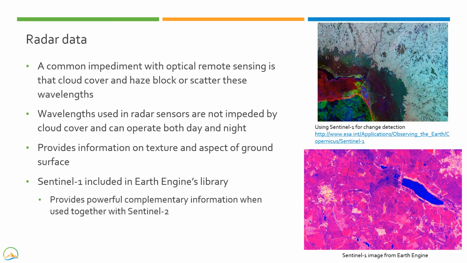Another useful type of remotely sensed information that Earth Engine provides is Sentinel-1's radar imagery. Typical passive remote sensing systems can only operate during the day because the sun is the source of the wave energy and are commonly impeded by cloud cover or atmospheric haze. Active remote sensing systems emit their own energy signal, so they can operate both day and night, as well as in unfavorable weather conditions. These systems provide information on the texture and aspect of surfaces based on the time it takes energy to be emitted and then travel back to the satellite.